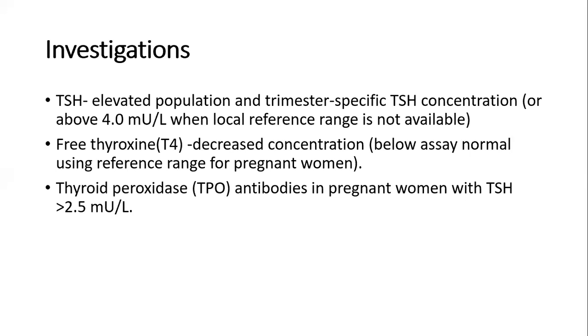For the investigations, when you do your TSH, you'll find elevated population and trimester-specific TSH concentration above 4.0 milli international units per liter. But now for the free thyroxine, usually decreased concentration below the normal using reference range for pregnant women. For the thyroid peroxidase antibodies in pregnant women with TSH, they're usually more than 2.5 milli international units per liter.